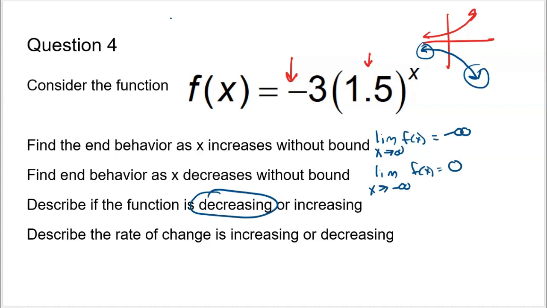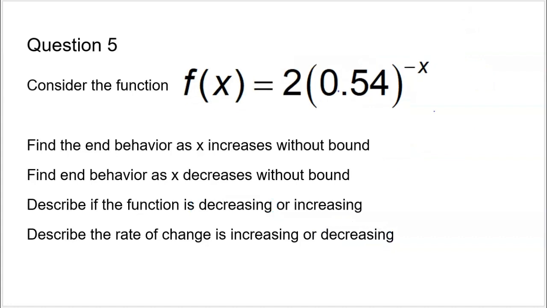But the rate of change, well, it's concave down, so the rate of change is decreasing. The rate of change is becoming more and more negative, which means the rate of change is going down. It's decreasing, and we see that through the graph being concave down. So the graph is decreasing at a decreasing rate. All right, here is another one.